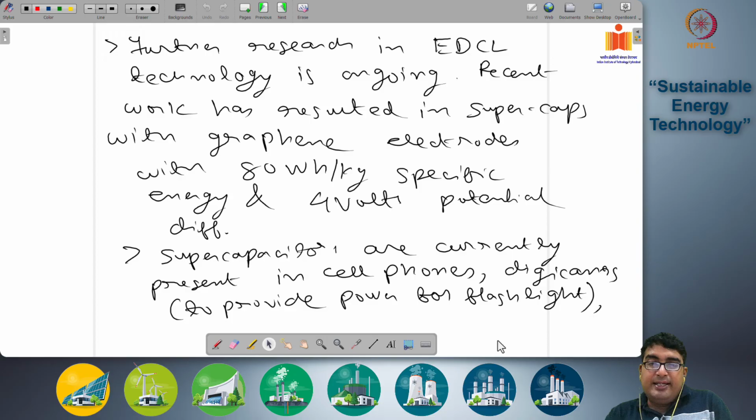Supercapacitors are currently present in cell phones, digital cams, etc., to provide power for flashlight as well. So one place where supercapacitors are used is when you are turning on your cell phone flashlight button, the flashlight comes up, and the flashlight of course is utilizing a lot of extra electrical energy. So that is coming from a capacitor system initially. Okay, from the battery to the capacitor, and capacitor can transmit power at very high rates, remember. Okay, so that is the advantage.